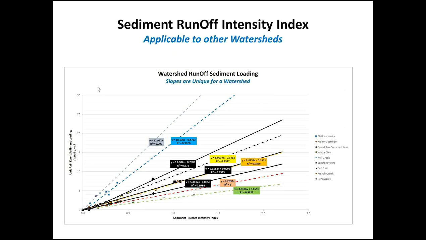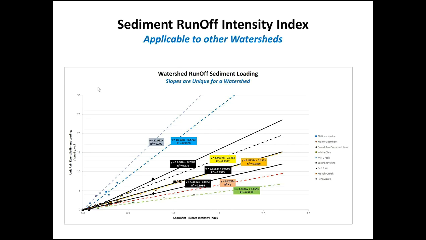Now, I then went into the literature and pulled out a number of streams ranging from East Branch of the Brandywine, Ridley Creek upstream, White Clay Creek, Mill Creek, Red Clay, French, and Pennypack. I chose these because there are USGS stations. I didn't do Pickering. I should have, considering all the work I heard today there. I took the selected data points on each of these to see what the slope would be. You can see each watershed seems to have a different slope.